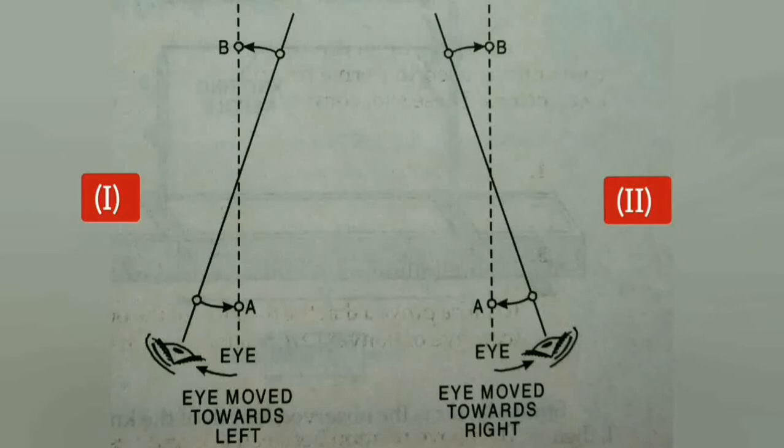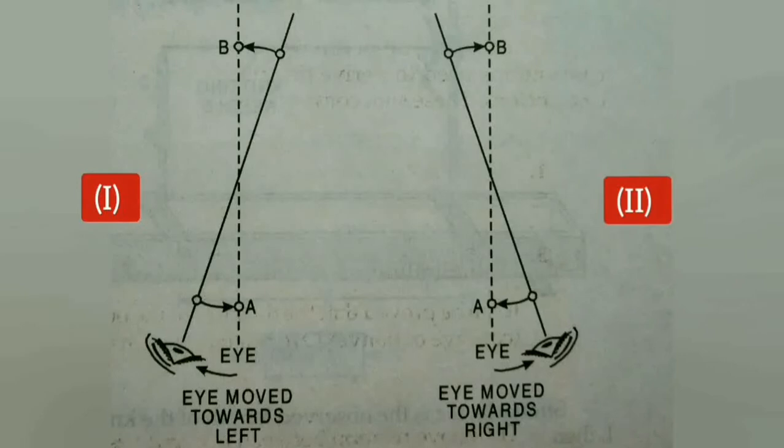In the first figure, if the eye is moved towards the left, the needle A, which is lying near to the eye, moves in a direction opposite to the direction of motion of the eye, while the needle B, lying farther from the eye, tends to move in a direction same as that of the movement of the eye.